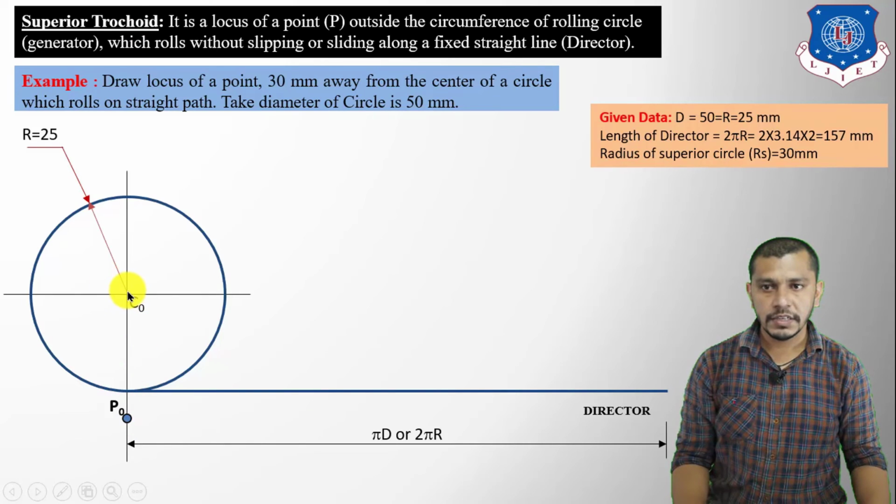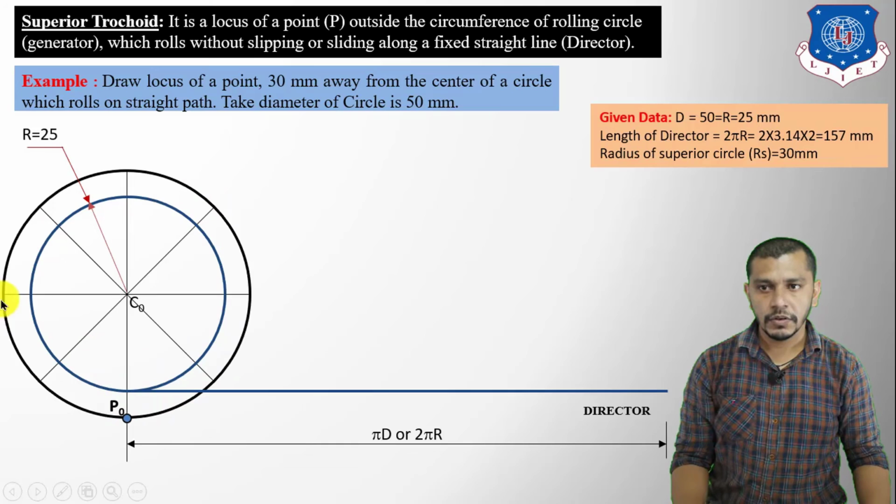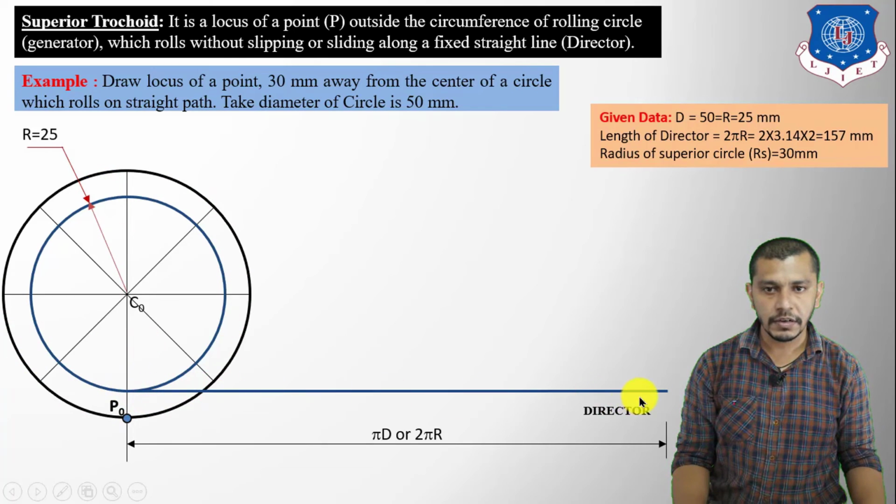Now with C0 as the center and radius equal to C0 to P0, which is equal to 30 mm, draw another circle which is known as the superior circle, and the radius of the superior circle will be equal to 30 mm. Now after drawing this circle, divide the circle into 8 equal parts. After dividing this circle into 8 equal parts, we have to divide this director into 8 equal parts. So divide this director into 8 equal parts: 0, 1, 2, 3, 4, 5, 6, 7, 8.